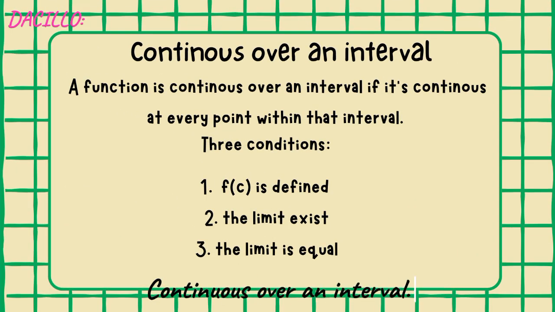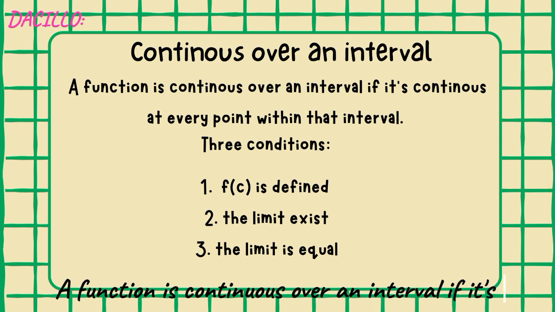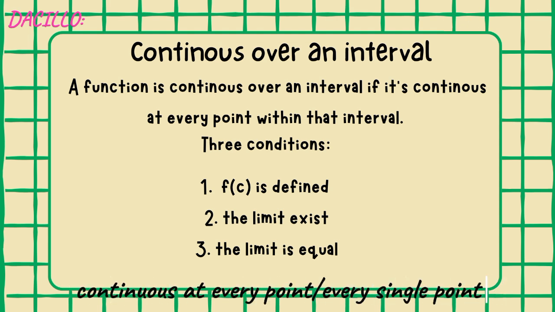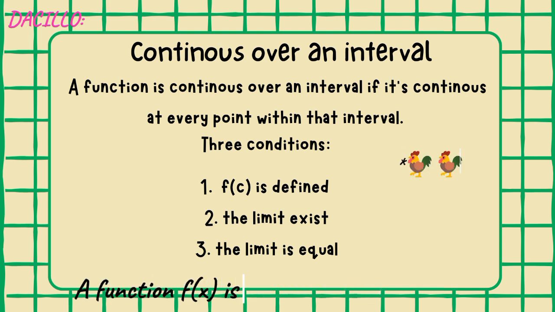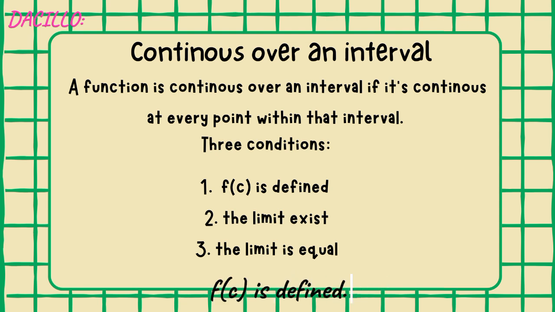Continuous over an interval. A function is continuous over an interval if it is continuous at every single point within that interval. A function f of x is continuous at a point c if three things are true. f of c is defined. The function is defined at c. This means f of c exists. There is an actual value for the function at that point.